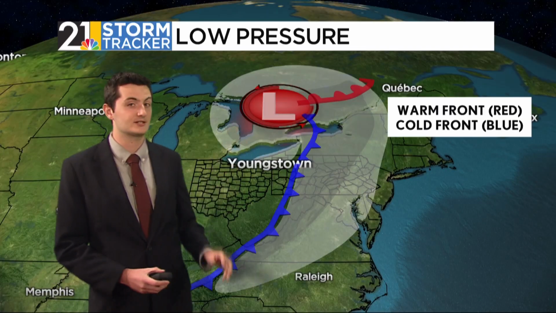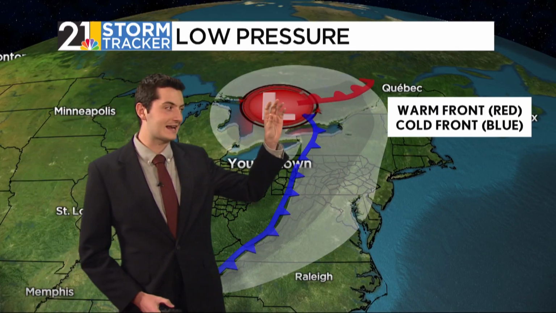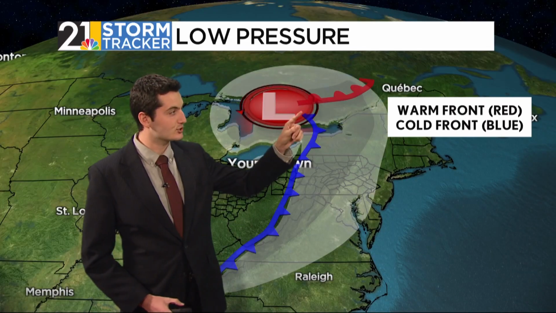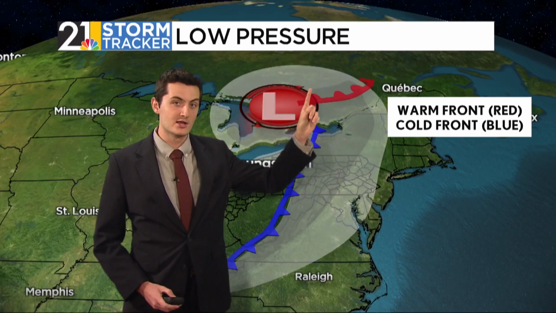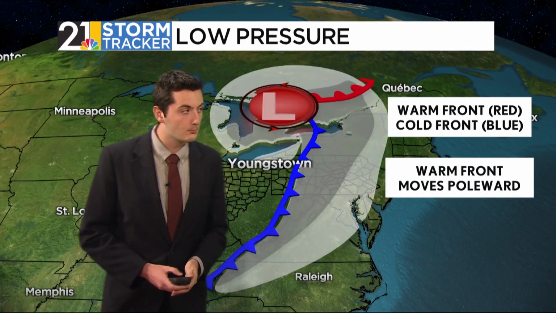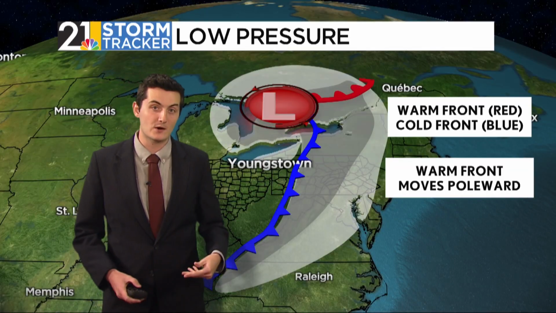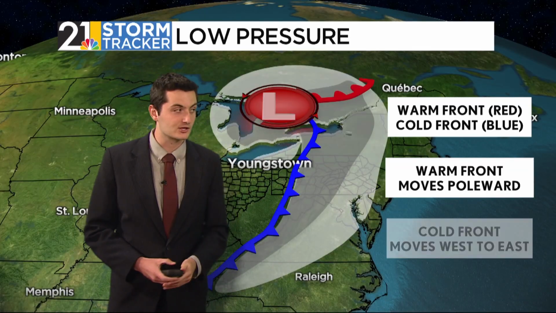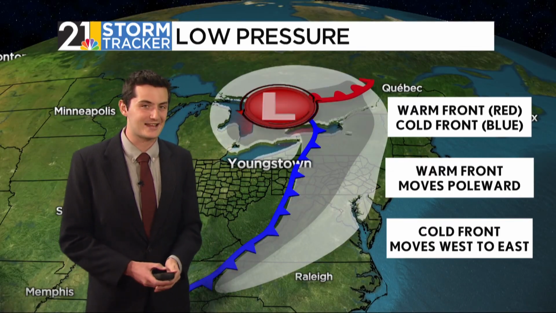This is a low pressure system, a mature one in our area. The warm front is designated as a red one right here with semicircles, and these semicircles point in the direction where that warm air is going, so towards the north, and they typically go poleward. The same story can be told for cold fronts as well. These triangles point in the direction where that cold air is going, and that tends to go west to east as well.